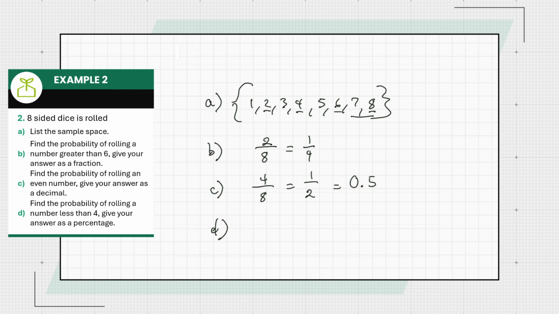Alright, for D, we have find the probability of rolling a number less than 4 and give your outcome as a percentage. So less than 4, we have only these 3 outcomes here, 1, 2, and 3. So it's going to be 3 out of a total 8 possible outcomes, and this is roughly 37.5%.